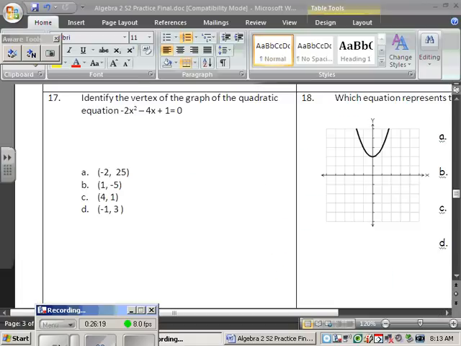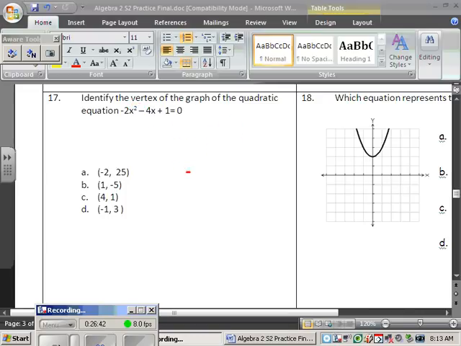Number 6, identify the vertex of the graph of the quadratic equation. So you need to remember, and you need to memorize this formula, although it's very small, for the final. To find the x value of the vertex, it's negative b over 2a. So just like you do for the quadratic formula, identify the a and the b. You don't have to identify the c in order to find x.